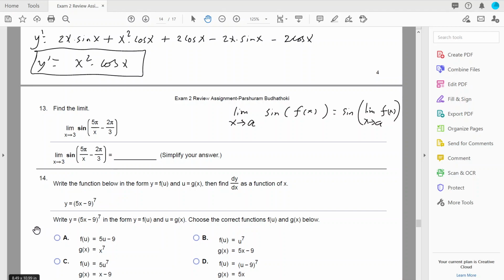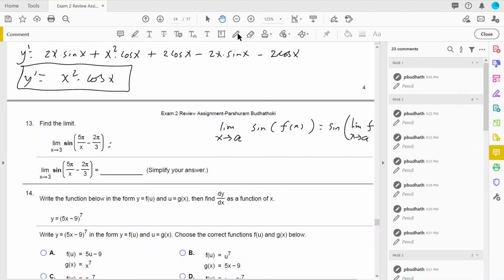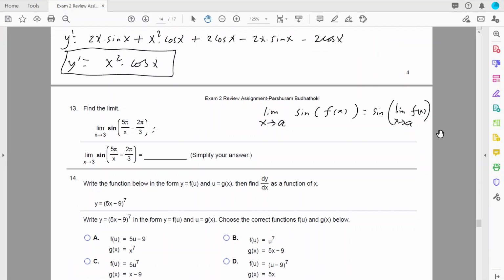I'm going to change the color here so that you can see the difference. Let me use the red one. So this will be sine of the limit of this function, which is 5 pi over 3 minus 2 pi over 3. I put 3 here because x is approaching 3 and that is defined. So 5 pi over 3 minus 2 pi over 3 is eventually pi. So sine pi is 0. So that's the answer.